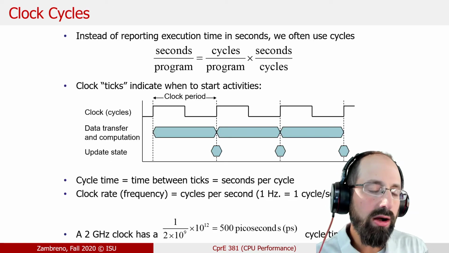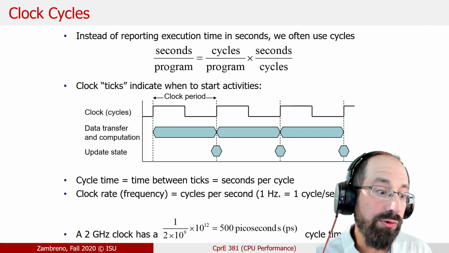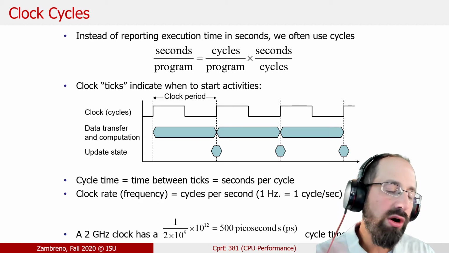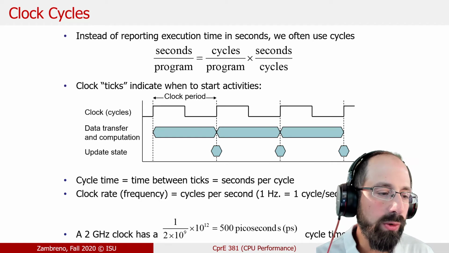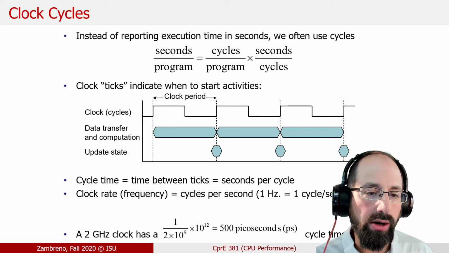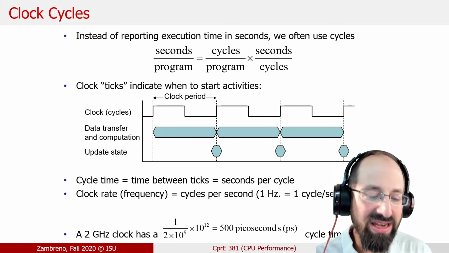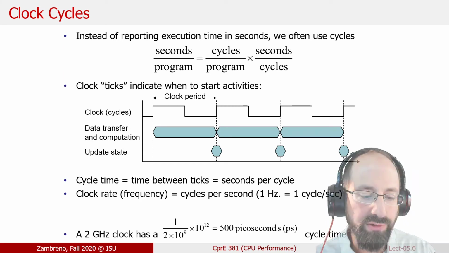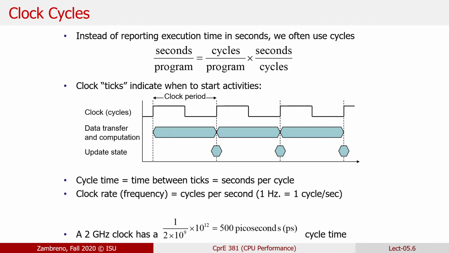So instead of reporting our execution time in seconds, we're often going to use just the clock cycles instead, because we know that we can do a direct conversion between our execution time in seconds and a number of clock cycles. It's not one versus the other. It's just a question of which one is easier to reason with.